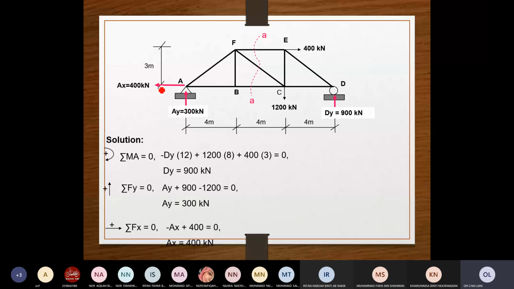Here AX, AY, you may put in the arrow as you assume, any direction. If horizontal, whether you want to go to the left or go to the right, it's up to you. There is no problem as a start. Then you will base on what you assume here to establish the equations based on the equilibrium equations.